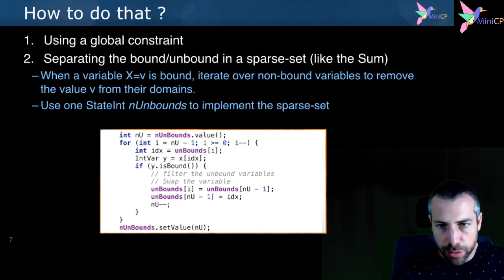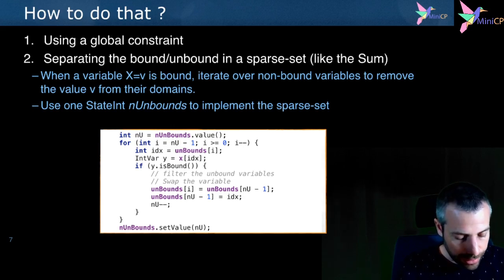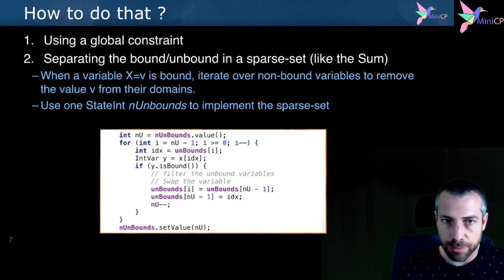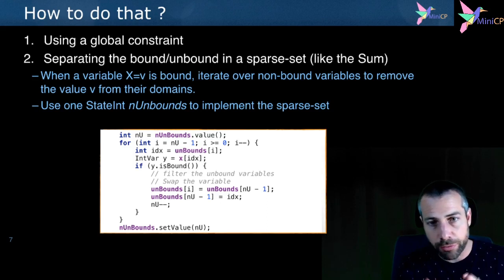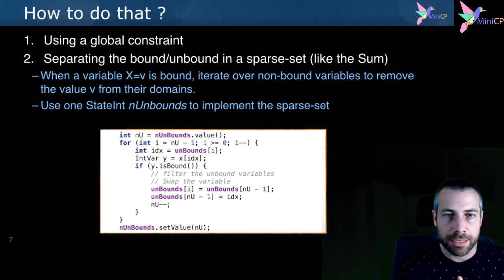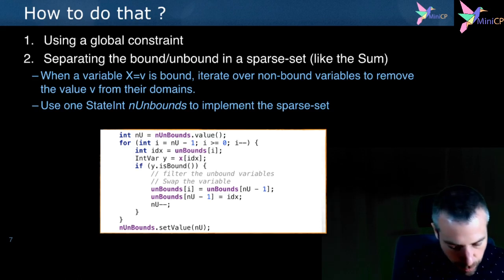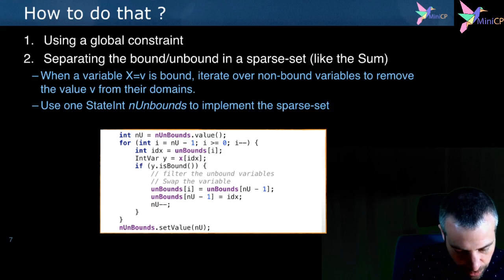So how to do that, as I said a while ago, is we can use the same idea as for the sum constraint. We will use a sparse set to split the indices of the variables between the ones that correspond to the bound variables and the ones not yet bound. And so we will use here a reversible integer, a state integer, to remember the number of unbound variables.